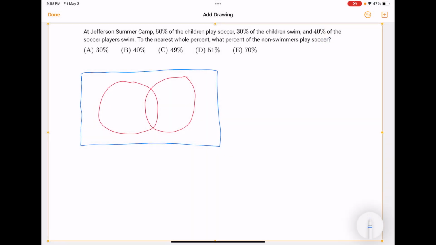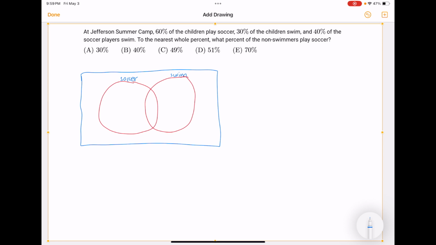Okay, so I drew a Venn diagram right here, and on the left side, we have the children that play soccer, and on the right side, we have the people that swim. The big box is 100%, and I'm not even going to use percentages. To make everything easier, I am just going to assume that the whole is 100, and then 60% is actually 60, and 30% is actually 30.